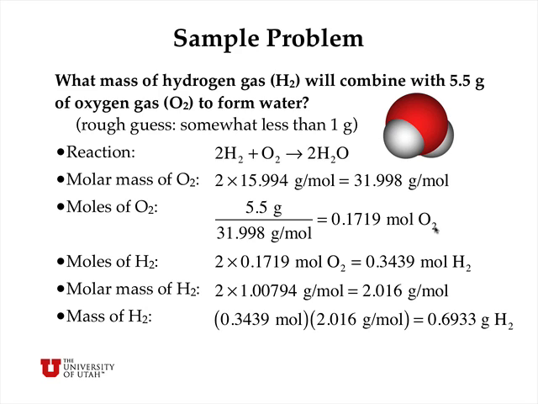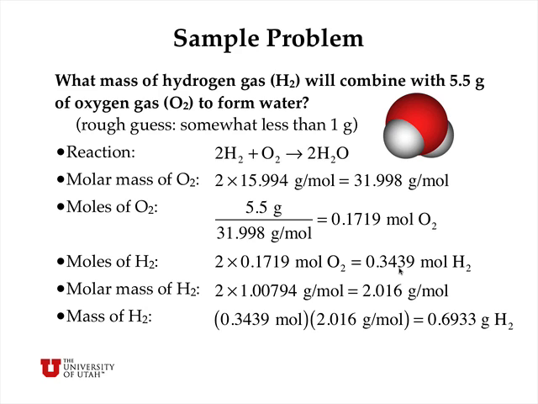So the first step in determining what mass of hydrogen gas we need is determining the number of moles of hydrogen gas we need. Well, we know from the chemical equation that we need twice as many moles of hydrogen gas as oxygen gas. So 2 times 0.1719 is 0.3439 moles of hydrogen gas. That's how much we need to combine with 5.5 grams.